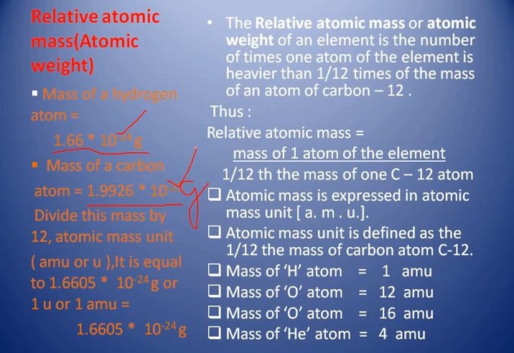Before 1961, scientists were taking hydrogen as their standard atom. But after 1961, they chose carbon as their standard element. The reason behind choosing carbon is that by relating this atom with the other atoms, there is a variation in the actual mass of the element, but the variation is very small.